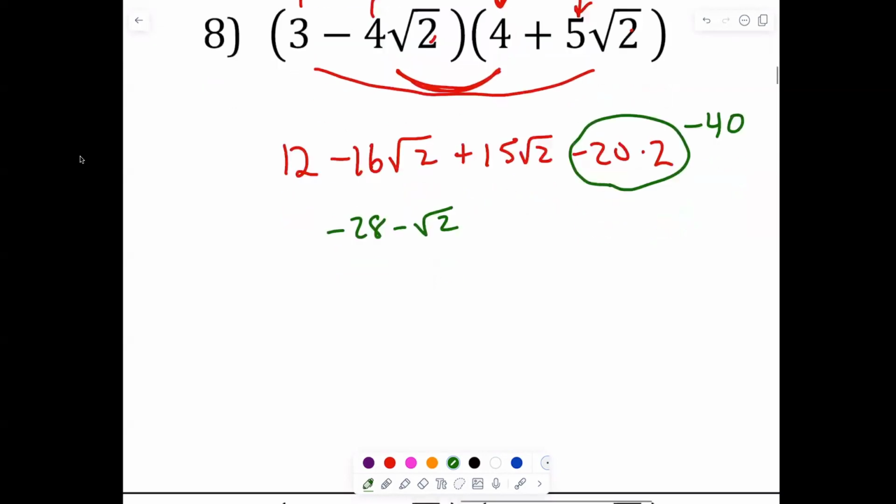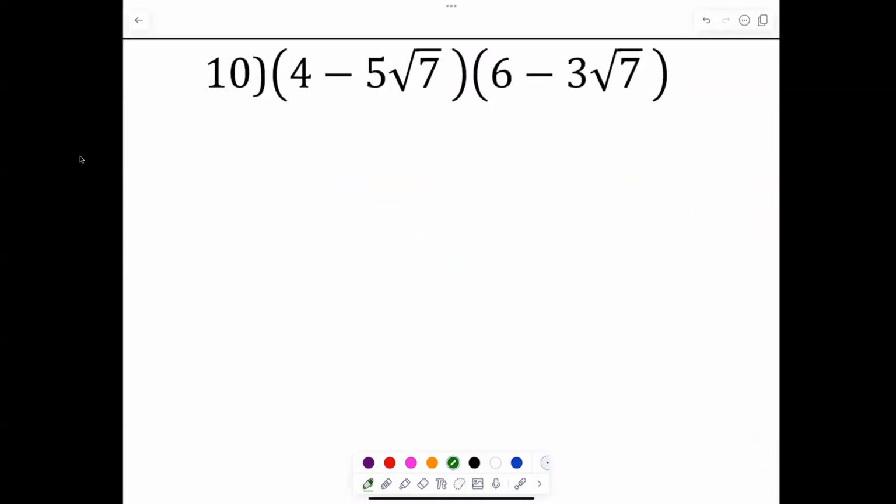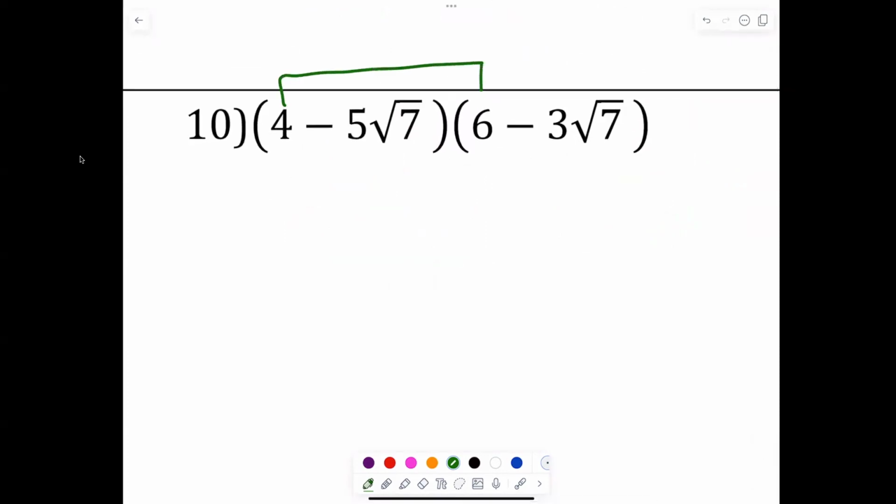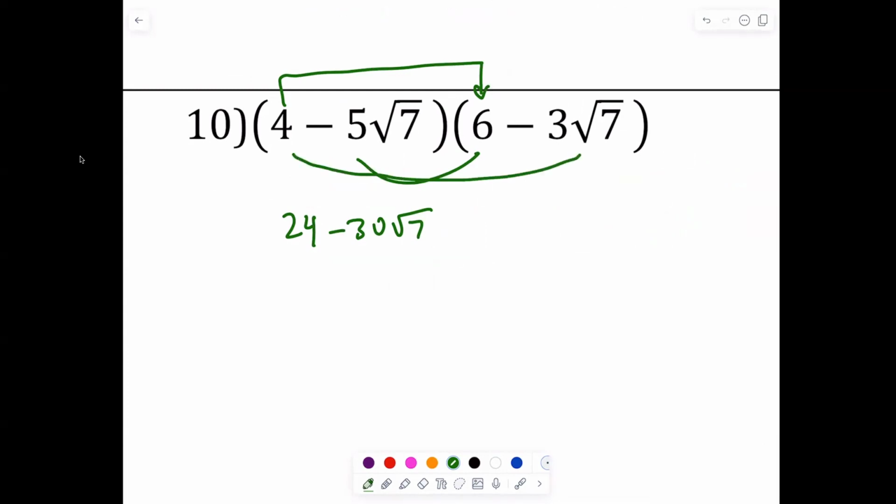All right. Let's check out number 10. All right, here we go. 4 times 6. 24. First smiley face is going to be everybody good with -30 radical 7. Second smiley face. -12 radical 7. Okay, now this is where some of you might need a little work. Negative times a negative. 5 times 3. Radical 7 times radical 7. Good, good, good. And of course, 15 times 7 is 105.